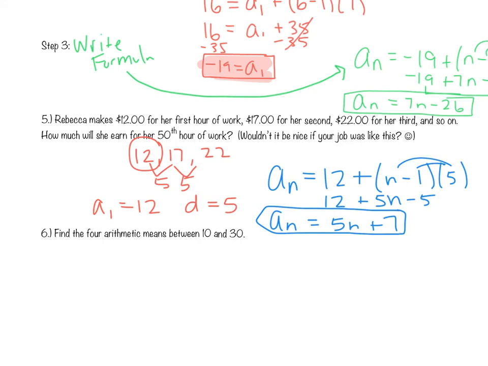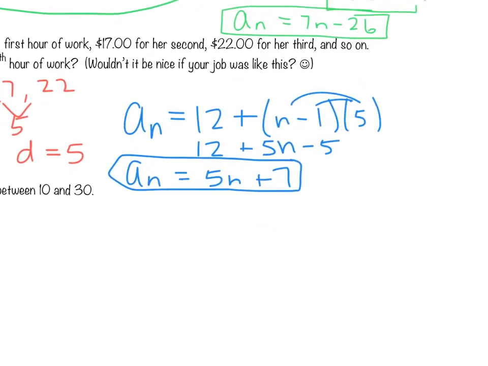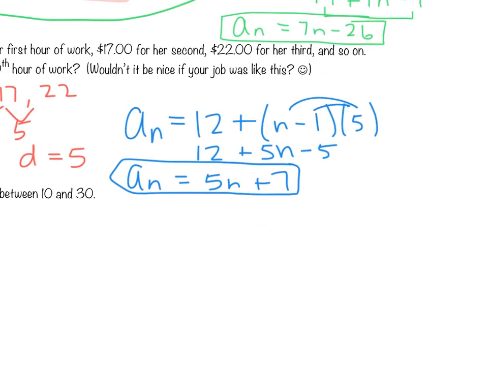And then it asks what would she earn her 50th hour of work. So basically the 50th term. If I substitute that in, a of 50 would just be 5 times 50 plus 7, which would be $257.